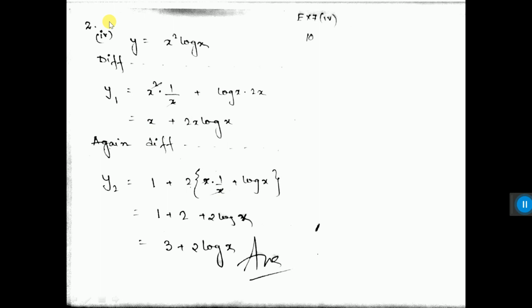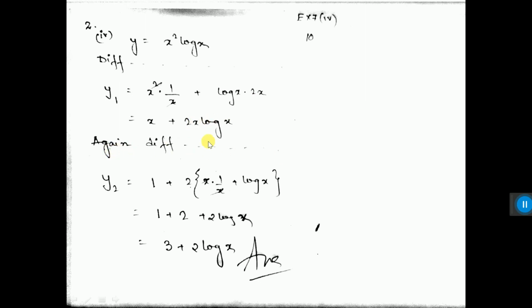2 part 4, y equal to x square log x. So differentiating both sides with respect to x, here will be y1. Here u d/dx of v, that is x square into d/dx of log x is 1 by x, plus v d/dx of u, log x is there, d/dx of x square is 2x. 1 x if you cut, then x plus 2x log x. 2x I have written in front.